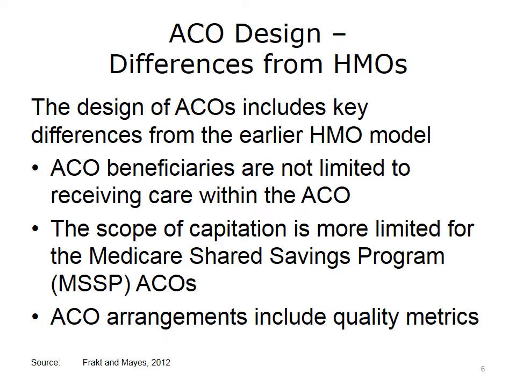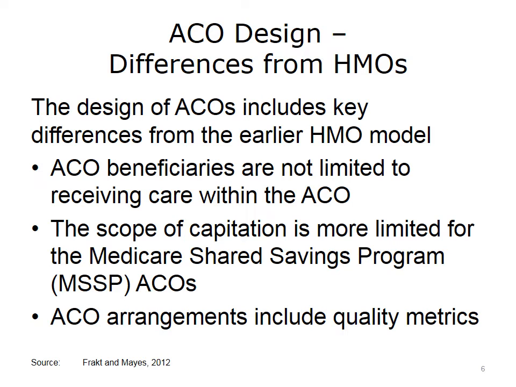Unlike HMO members, Medicare ACO beneficiaries may choose to obtain care outside the ACO and still have coverage for those services. The ACO is responsible for the cost of care for its assigned beneficiaries, regardless of who provides the particular service. This provides greater coverage for beneficiaries, and it reduces the incentive for an ACO to refer patients away for high-cost services. The approach to payment also is different.